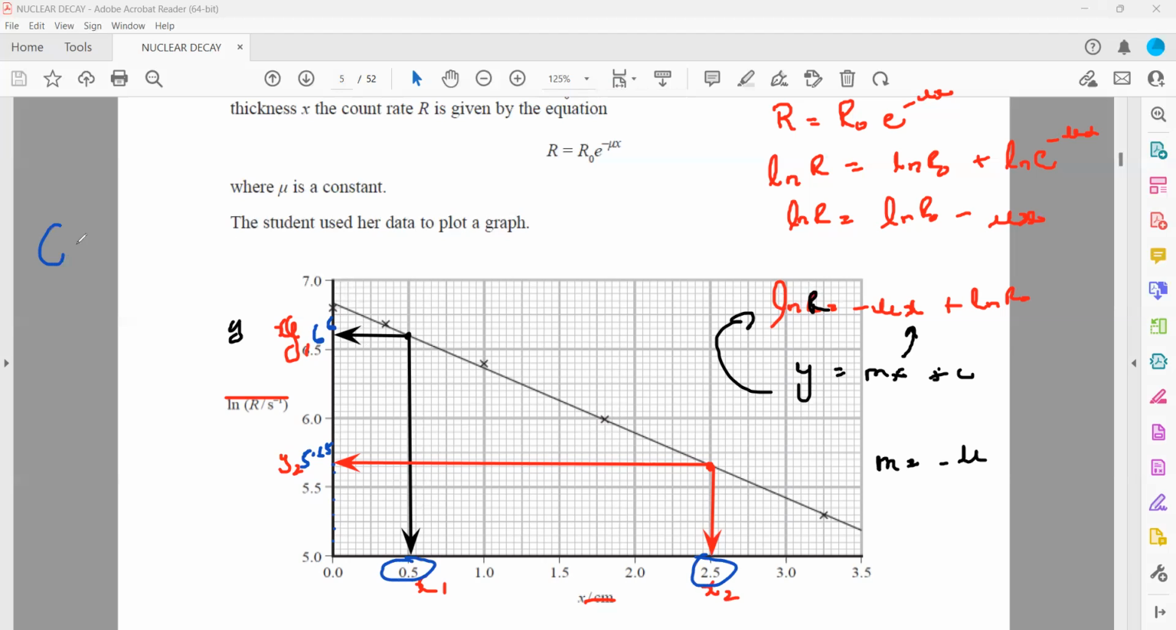So we use the formula for the gradient, which is y2 minus y1 over x2 minus x1. So the gradient equals y2 minus y1. Y2 for us is 6.6 minus y1, which is 5.65, divided by x2, which is 2.5, minus x1, which is 0.5. So what's the answer for the gradient? 6.6 minus 5.65, so this will be the final answer.